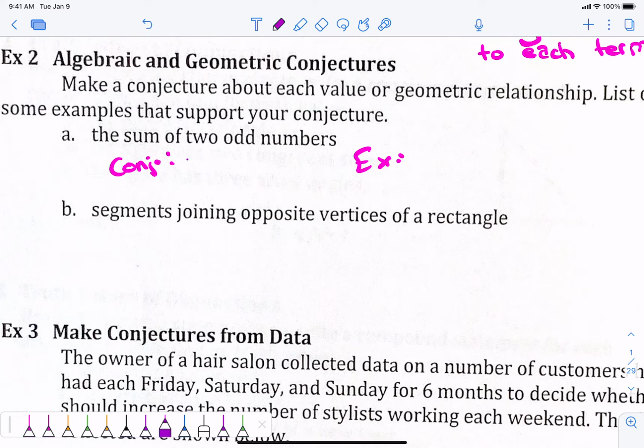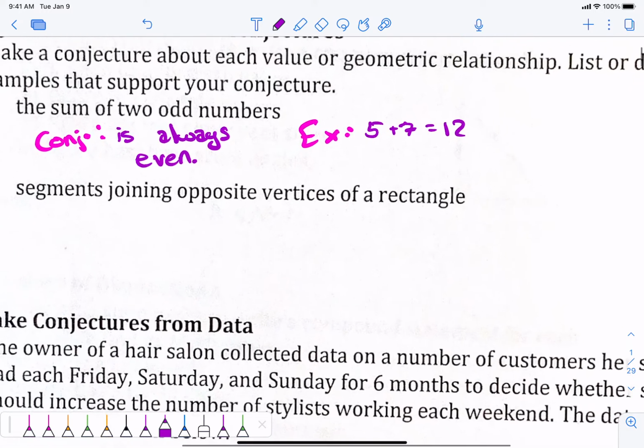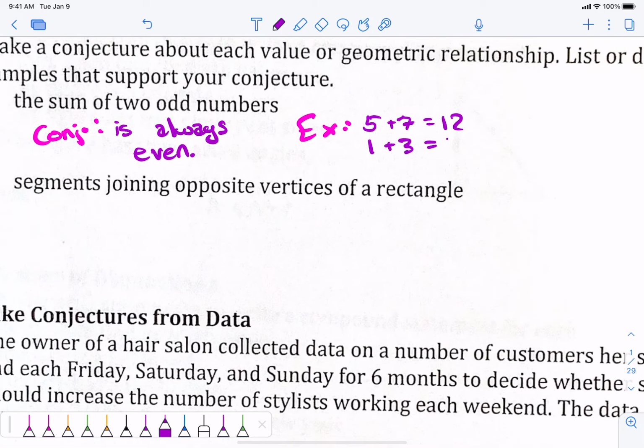So anyway, the conjecture is, I'm going to do this in a different color. The sum of two odd numbers is always even. Examples? I don't know, like 5 plus 7 is 12. Give me some more odd numbers. 1 plus 3 equals 4. These are even. Okay. What else?